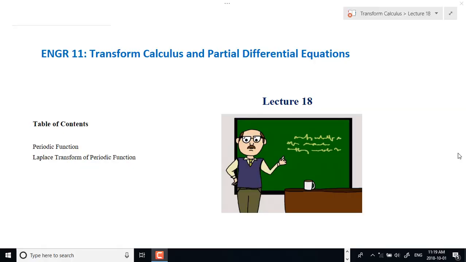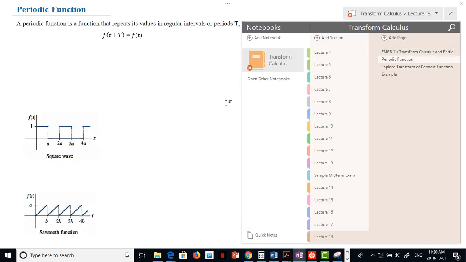Hello guys, we're going to start our 18th lecture. In this lecture, I want to talk about periodic function and then we talk about Laplace transform of periodic function. So first we have to know what periodic function is.